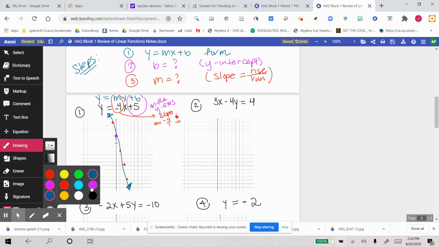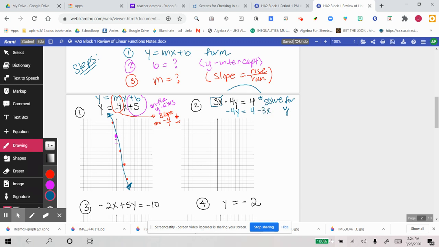So let's take a look at number 2. It's not in y equals mx plus b form, so we want to solve for y. First thing I want to do is move this 3x over, leaving negative 4y equals 4. When I move that 3x over, it becomes negative 3x. We're going to divide everything by negative 4 and be very careful with the signs. So y equals 4 divided by negative 4 is negative 1. Negative divided by a negative is a positive, and 3 over 4.